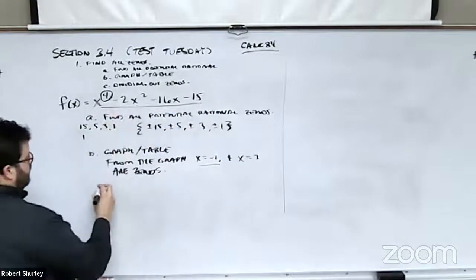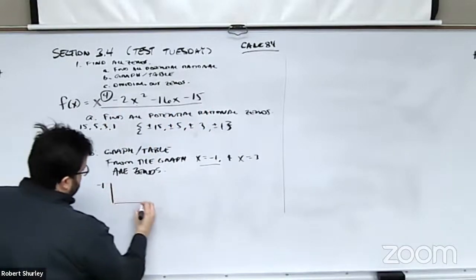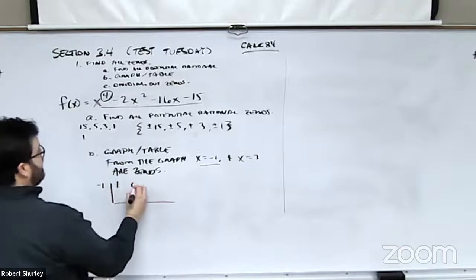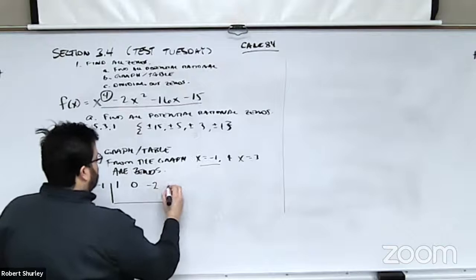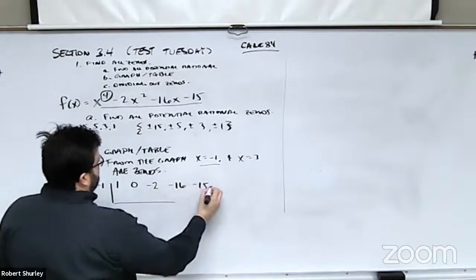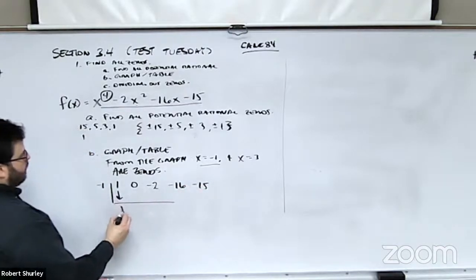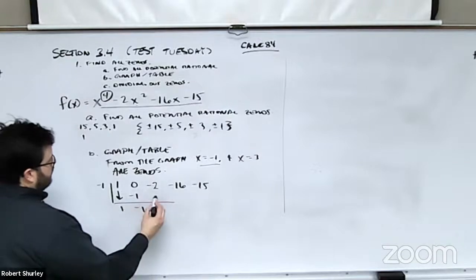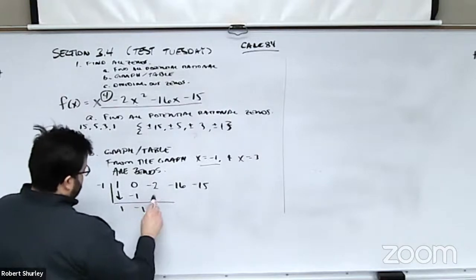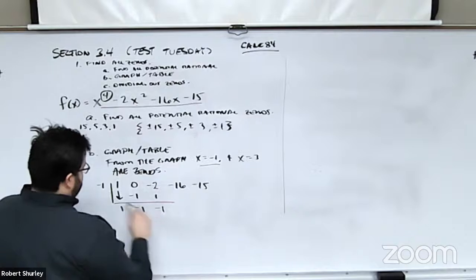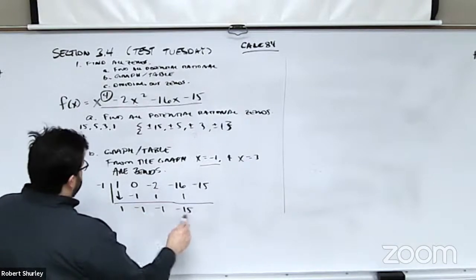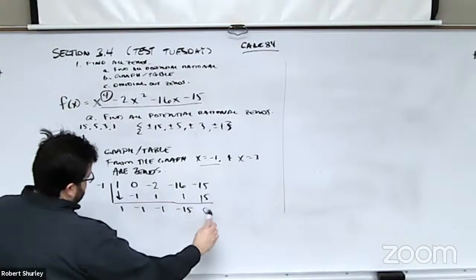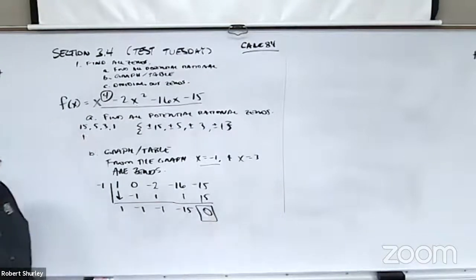Don't forget the x cubed. So -1, 0x cubed, right? I need that missing term. -2, -16, -15. And then bring down the 1, -1, +1, -1, +1, -15, +15. Yeah, there we go. And 0. Okay. So I've divided out -1.